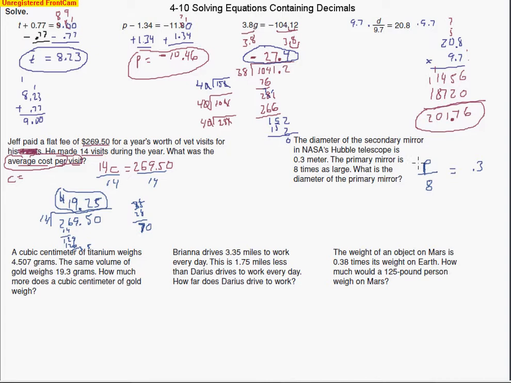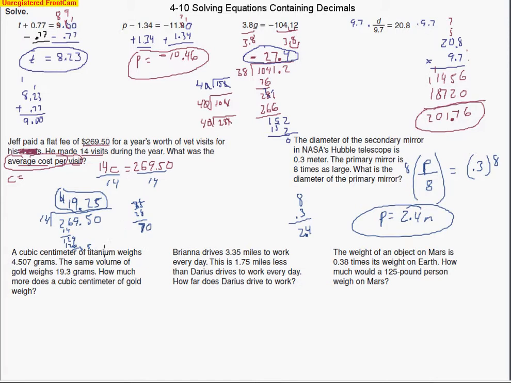Another way to do it is just to take this 8 and multiply it on both sides. And that's what I do to solve this equation. So if the primary mirror is 8 times larger, I would need to multiply the secondary mirror by 8 to have those equal. And so when I do that, it's just 8 times 0.3. And that makes 24, then move the decimal back 1 space. So the primary mirror is 2 and 4/10 meters, is the diameter of that primary mirror.